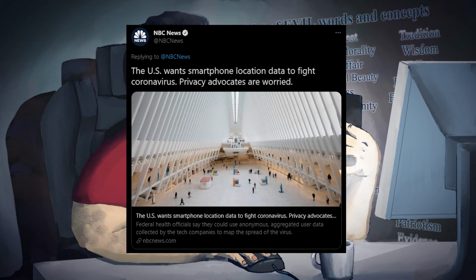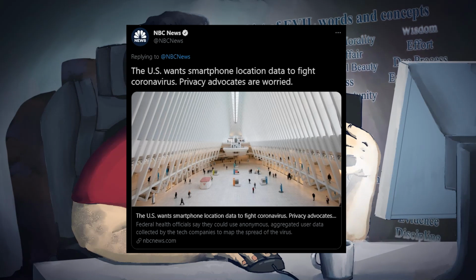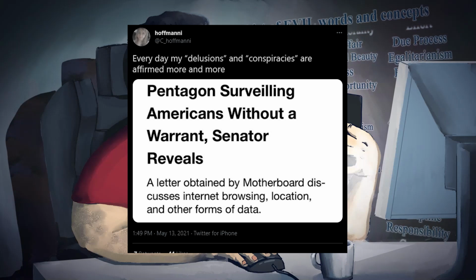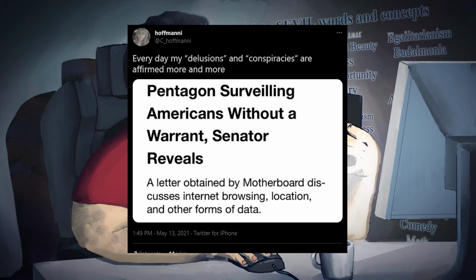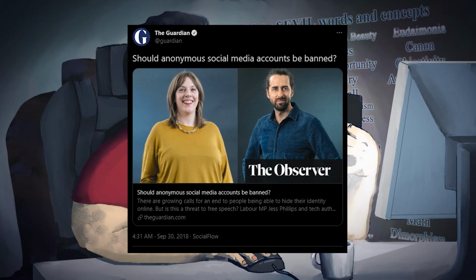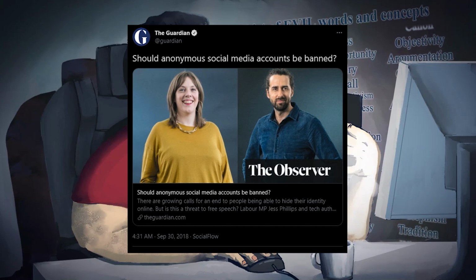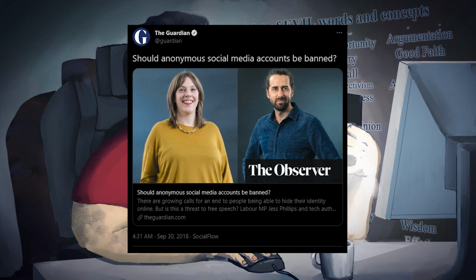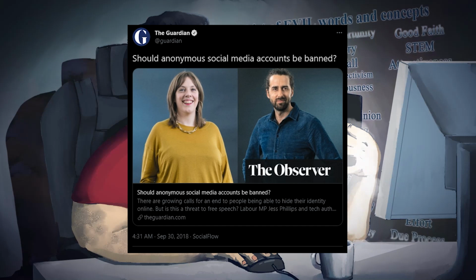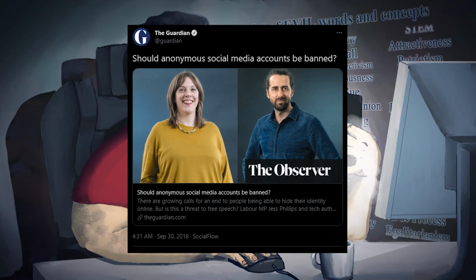The US wants smartphone location data to fight the coronavirus. The Pentagon is surveilling Americans without a warrant, revealed by a senator back in May. And as another reminder, this isn't new. Back in 2018, Jess Phillips was calling for the banning of anonymous social media accounts, and The Guardian was happy to support her on this.